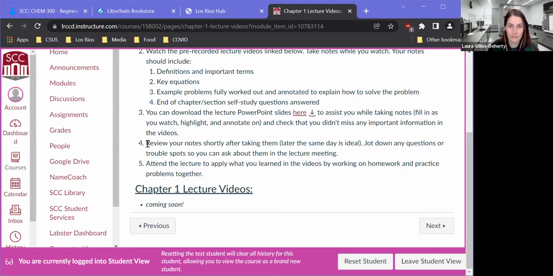Then you want to review your notes shortly after taking them. The same day is perfect. You want to wait 20 minutes to an hour and then review them. And that's a way to check that you understood what you were taking notes on.